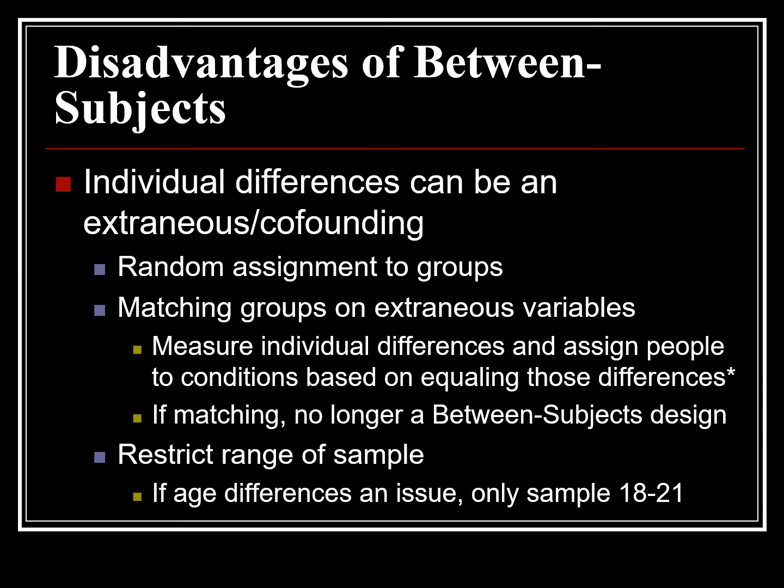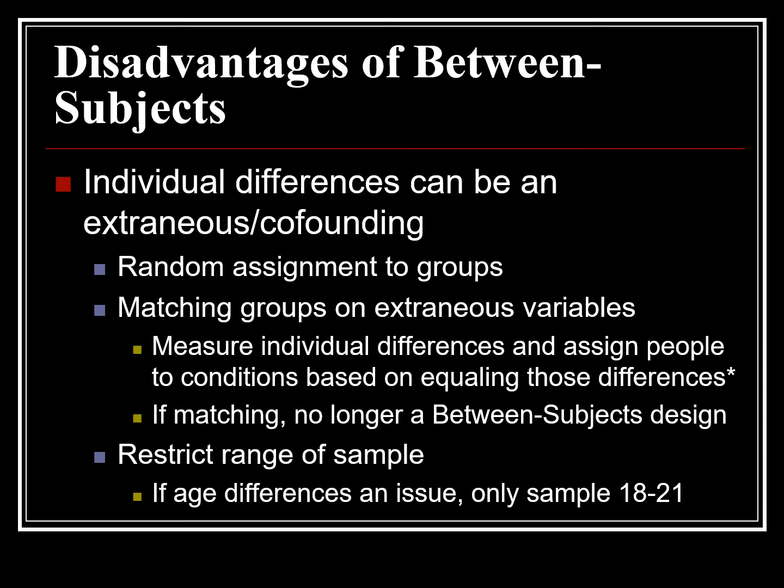So those individual differences can be extraneous. They can also be confounding. So again, random assignment to groups is our best tool, but we want to probably check that if we're really worried about it, because it doesn't always work perfectly. We may also want to think about matching the groups on extraneous variables. So if we know specifically that there are variables that we're worried about, in other words, we're worried about a particular group having more or less of a particular variable that might affect their DV, we may want to measure those individual differences. We may want to assign people to conditions based on trying to equate those differences.